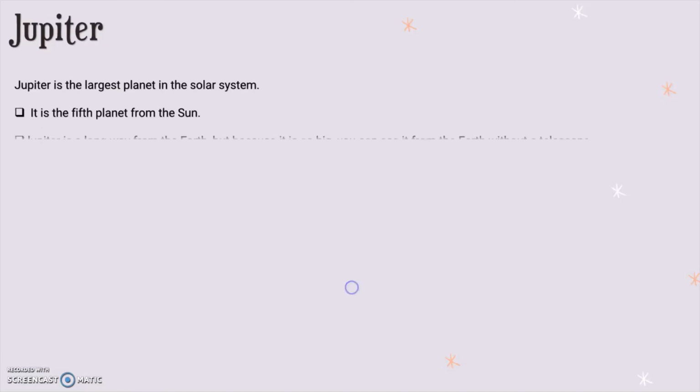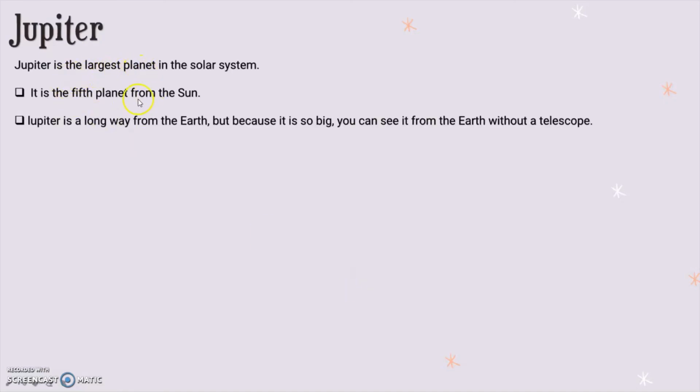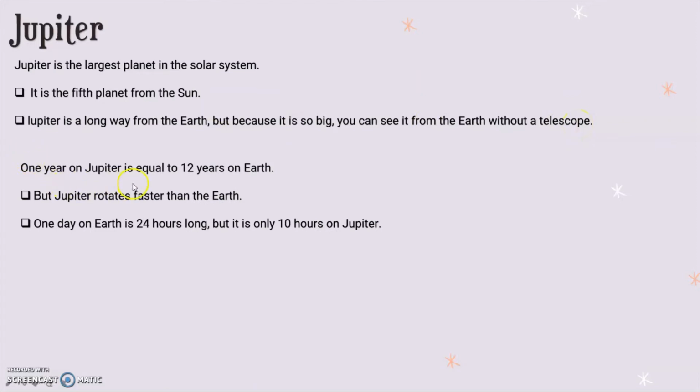Okay, Jupiter. Jupiter is the largest planet in the solar system. It is the fifth planet from the Sun. Jupiter is a long way from the Earth, but because it's so big, you can see it from the Earth without a telescope. 1 year on Jupiter is equal to 12 years on Earth. But Jupiter rotates faster than the Earth. 1 day on Earth is 24 hours, but it is only 10 hours on Jupiter.